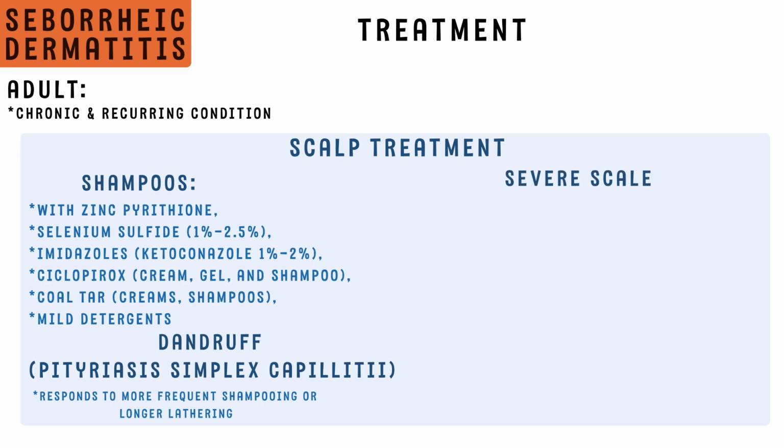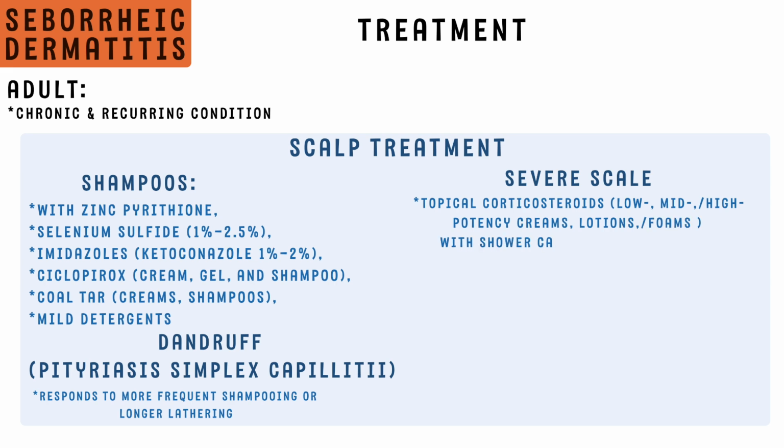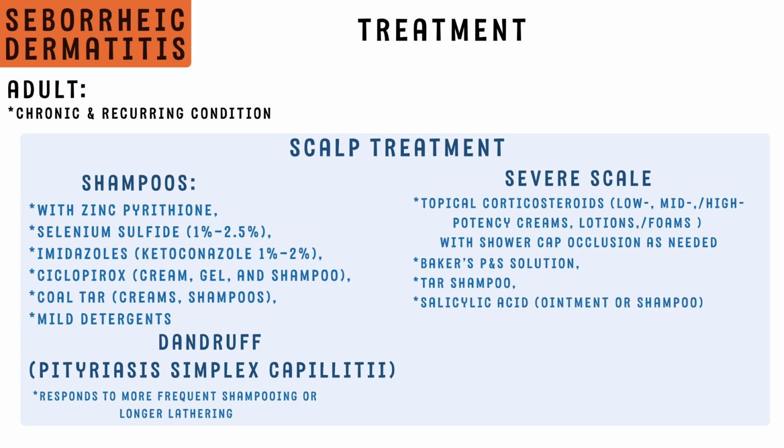Severe scales on the scalp can respond to overnight application of topical corticosteroids, low, mild or high potency creams, lotions or foams, depending on the severity, with shower cap occlusion as needed, Baker's P&S solution, tar shampoo or salicylic acid, ointment or shampoo, especially for patients with pityriasis or Malassezia.